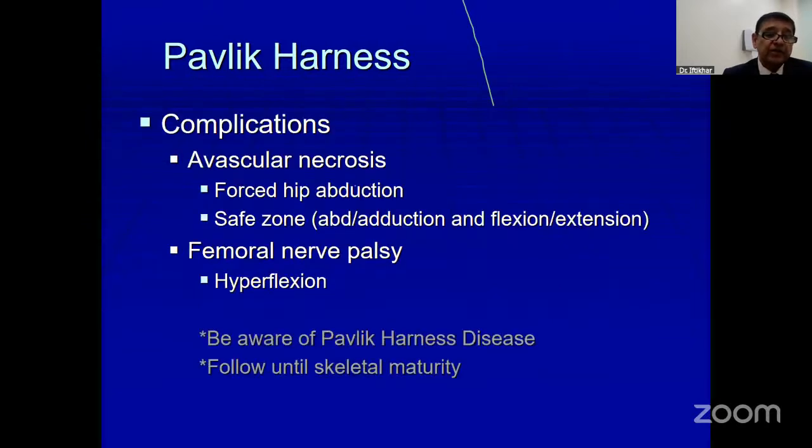Now, what are the complications? Yes, of course, there are complications with the brace: avascular necrosis. That means when you force hip abduction, it will go into AVN. So there is a safe zone for abduction, adduction, and flexion, extension. That zone is very important to keep in mind. Femoral nerve palsy can occur when there is a hyperflexed hip for a longer time.